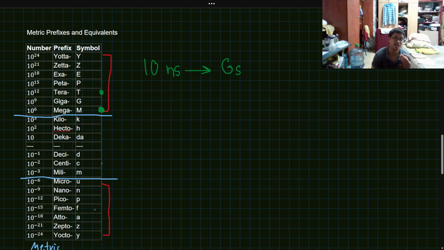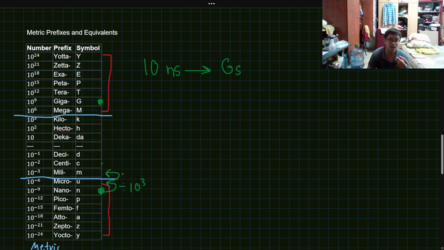Okay, let's locate where nano is. Nano is here and giga is here. Let me erase the other dots. Giga is here, so I have to go up, and by going up I have to divide, not multiply. We go per row as usual. Nano to micro: since micro is beyond milli, we will use 10 cubed, not 10, so divided by 10 cubed. Then after micro, you go to milli.